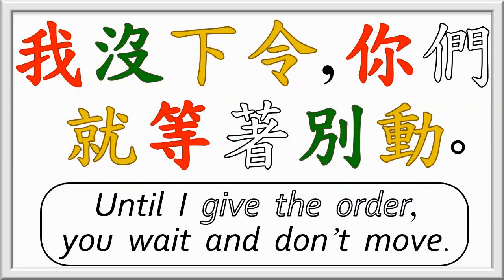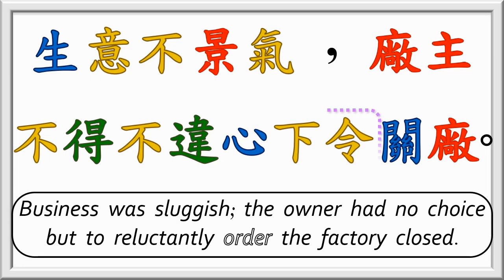To simply give an order is 下令. 我没下令，你们就等着别动. Until I give the order, you wait and don't move. 生意不景气，厂主不得不违心下令关厂. Business was sluggish, and the owner had no choice but to reluctantly order the factory closed.